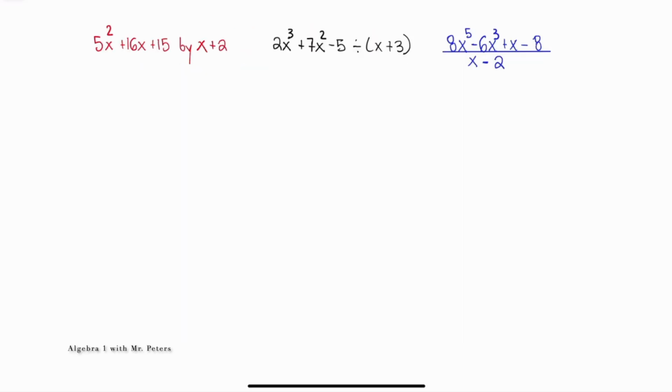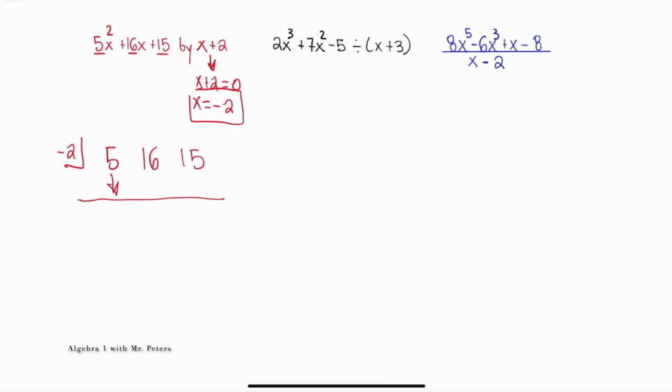In our next 3 examples, these problems are going to be a little bit different compared to the first 2, but I'm going to show you how to properly solve and what to do in these situations. So we start off by setting what we're dividing by equal to 0. So we know we're dividing by x is equal to negative 2. So now we could set our problem up. We have negative 2, and then we write our coefficients out, 5, 16, 15. Bring our first term down.